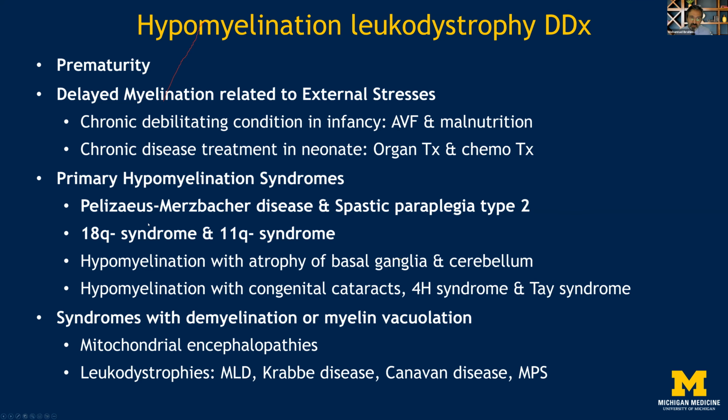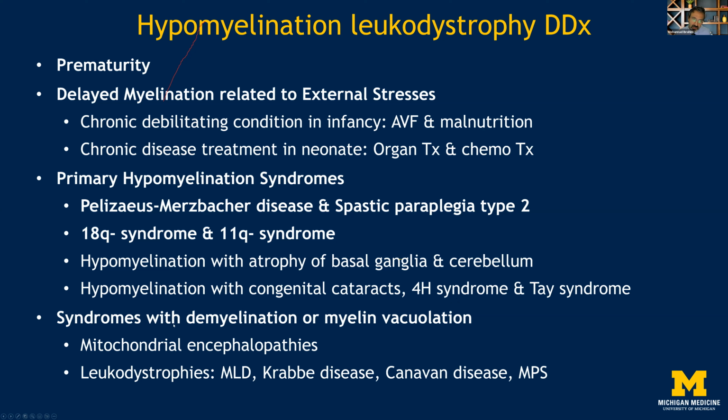The primary hypomyelination syndromes, we talked about Pelizaeus-Merzbacher disease, 18q- syndrome, and 11q- syndrome are two other disorders that present with hypomyelination. And then we have the hypomyelination with atrophy of the basal ganglia and cerebellum. Patients with hypomyelination and congenital cataracts classically present with ocular abnormalities, and then sometimes we have hypomyelination with hypogonadism, another disorder that presents with hypomyelination.